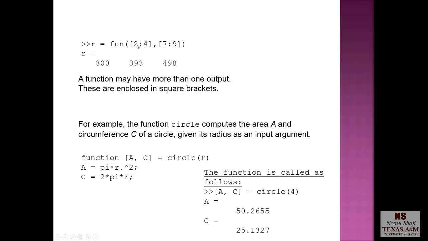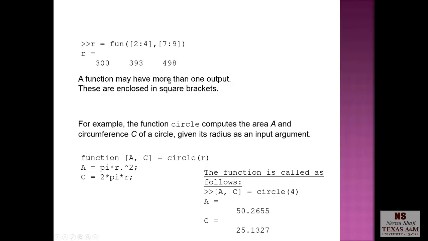What if we give x and y as vectors? So x has elements from 2 to 4 and y has 7 to 9. So in x there are 3 elements and in y there are 3 elements. So we will get 3 different values for z.